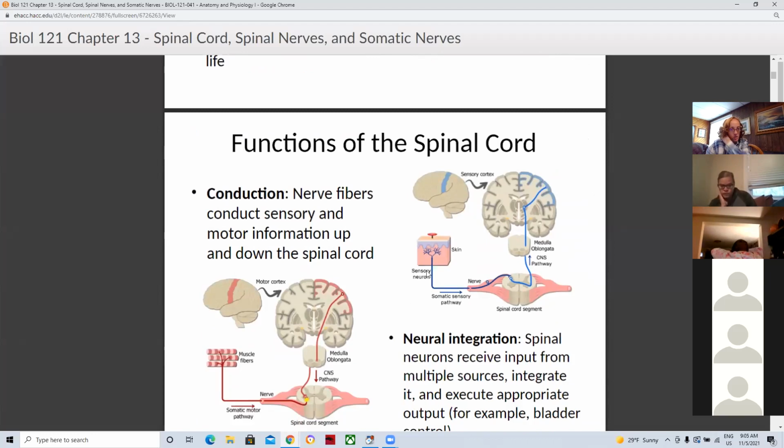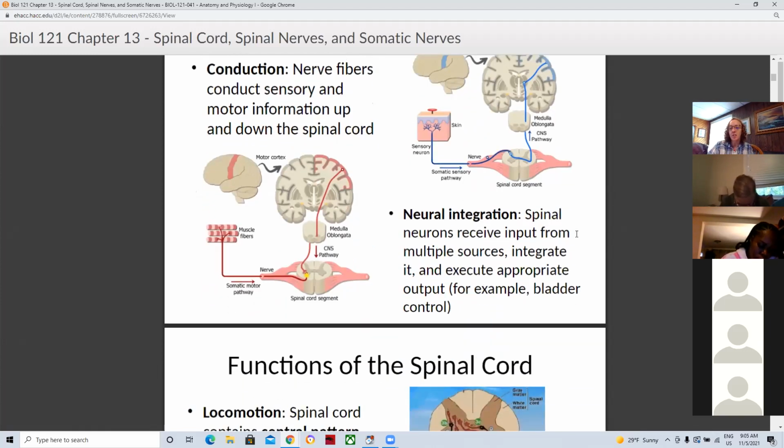Functions of the spinal cord: conduction. Nerve fibers conduct sensory and motor information up and down in the spinal cord. So they conduct sensory, they conduct motor information. It moves up the spinal cord and it moves down the spinal cord.